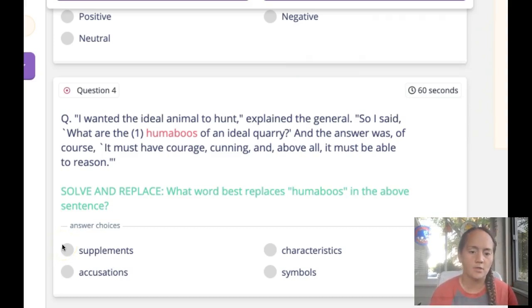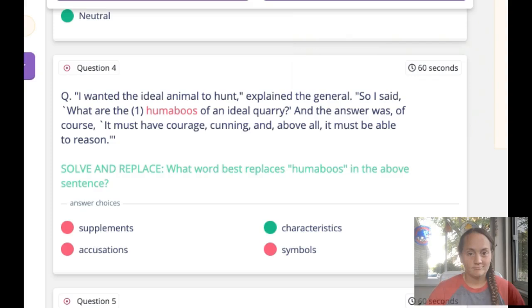So what are the supplements of an ideal quarry? What are the characteristics of an ideal quarry? What are the accusations of an ideal quarry? Or what are the symbols of an ideal quarry? So take a second, think of what your answer is going to be. Did you guess characteristics? If so, bravo, that is the correct answer.